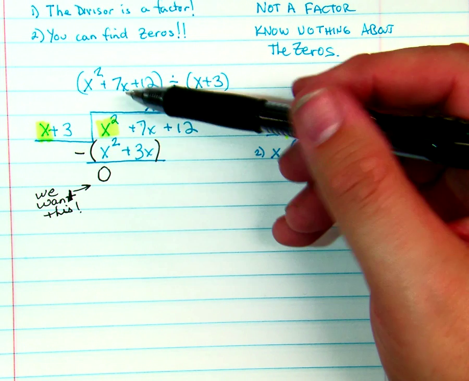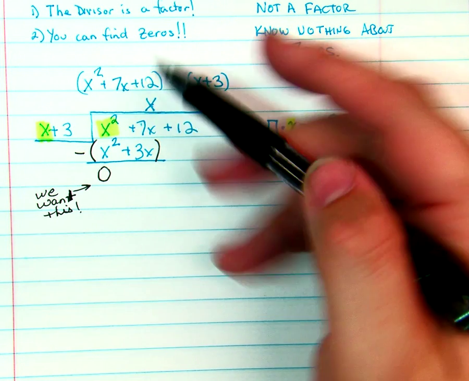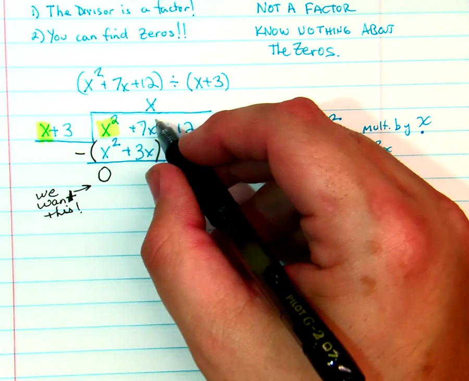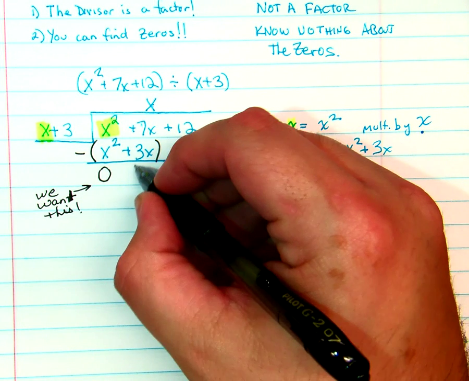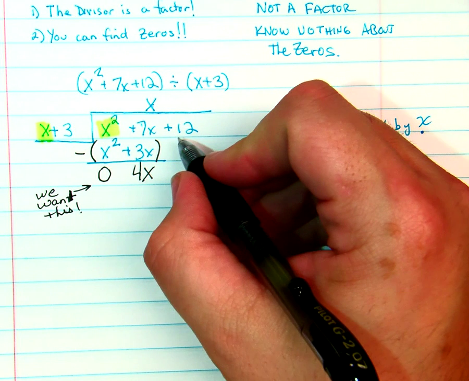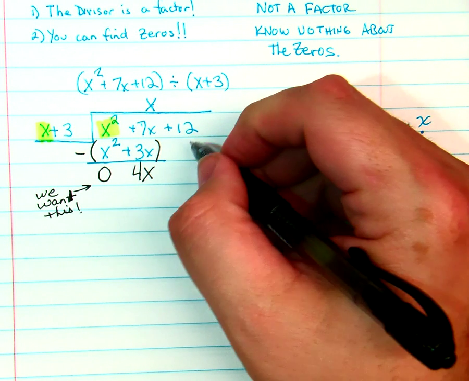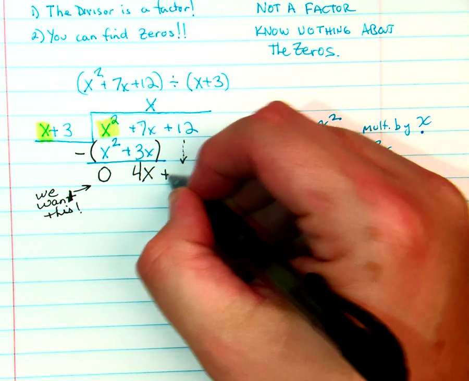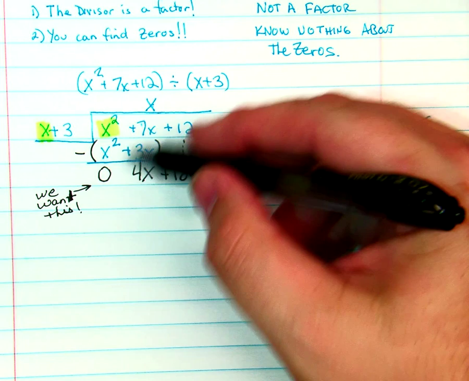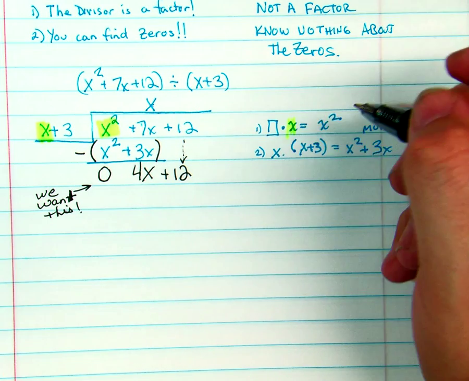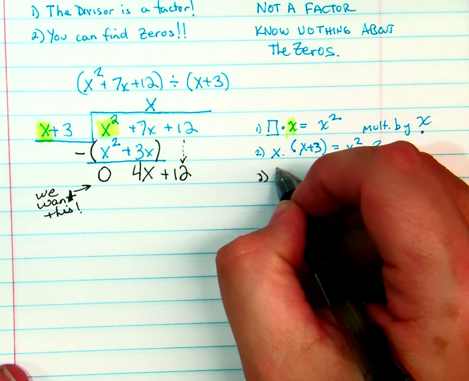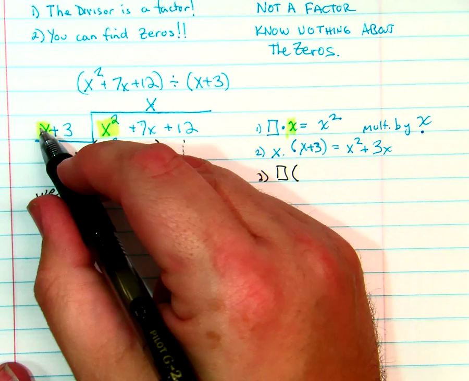And now I have 7x minus 3x. What? 7 minus 3? 4x. And what did we do with the next number? Bring it down. So we got plus 12. So now our next decision after we subtract this stuff is to say, all right, what am I going to multiply by that x that's going to equal 4x?